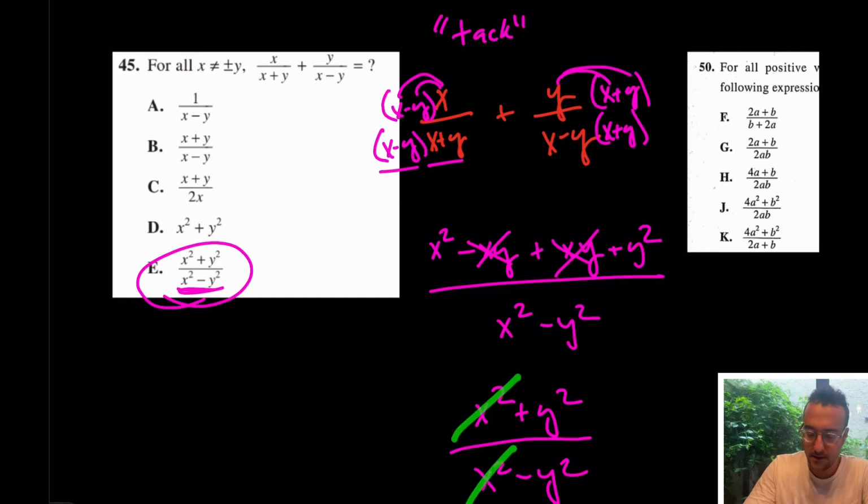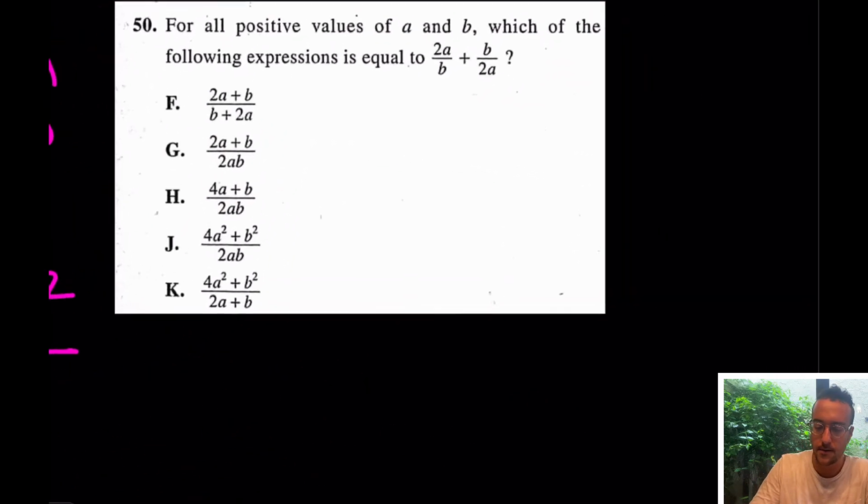Some of my students make this grave mistake. They cancel these x squareds out, or really, in the original problem, they cancel out those x's from the beginning. But please do not do that. You cannot do that. You cannot cancel through addition like that. That is a big mistake. All right, let's try another one.